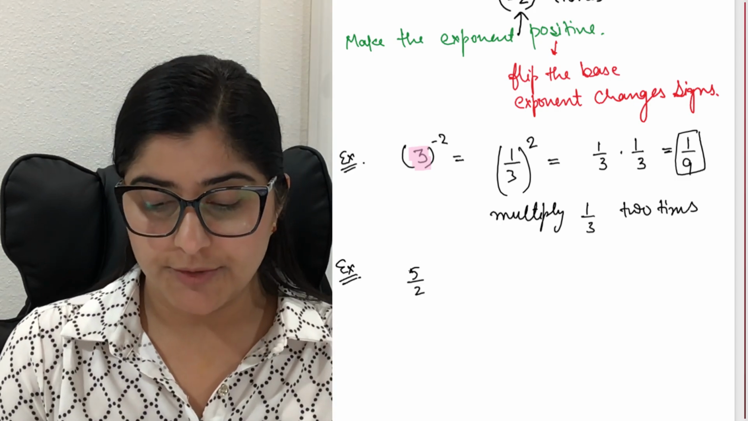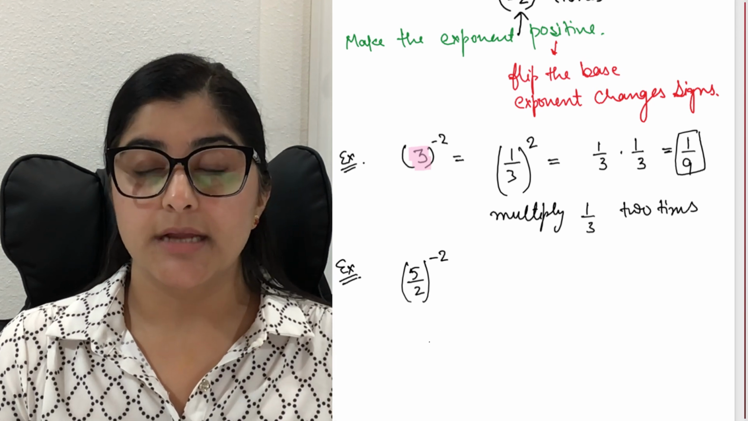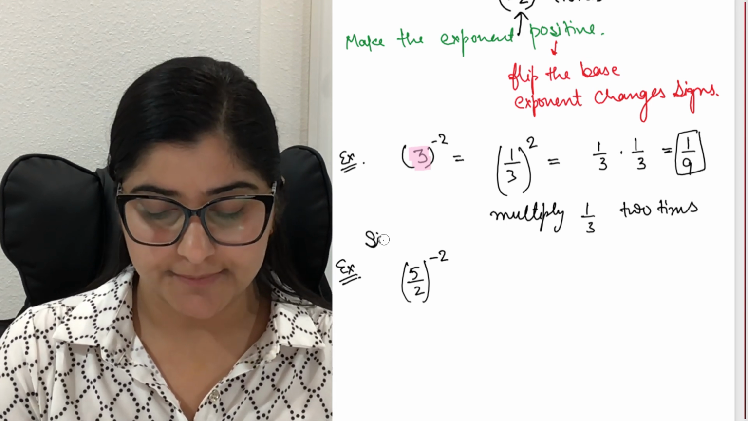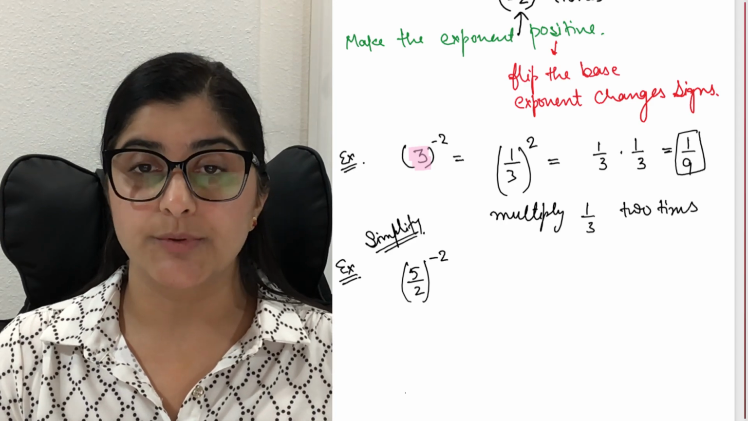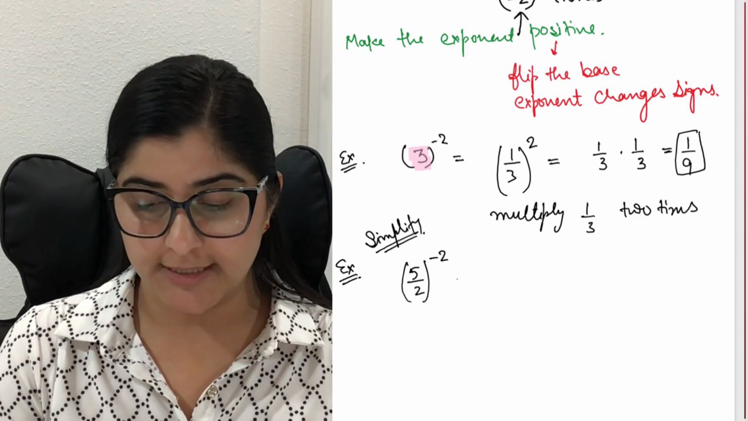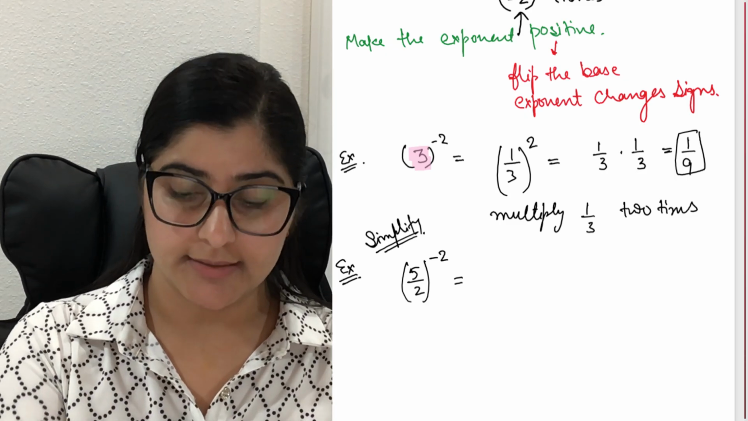So 5 over 2 has an exponent of minus 2. Let's now simplify this. So we see the negative exponent. First we will make it positive. To make the exponent positive, we have to flip the base.